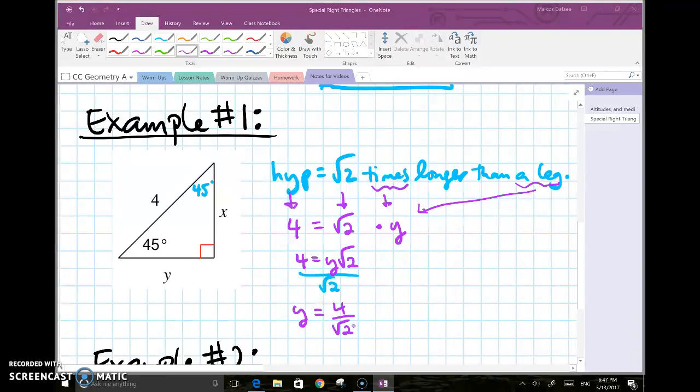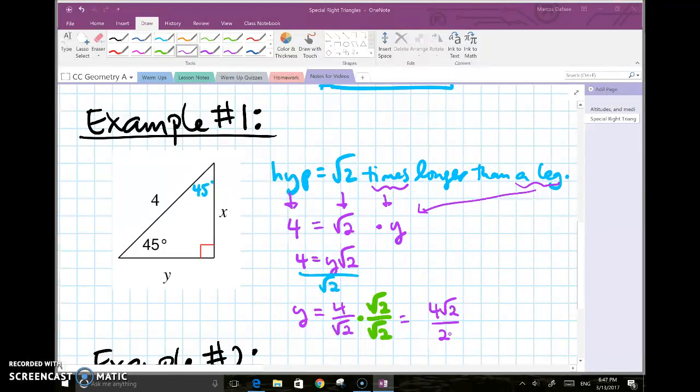Now, if you remember from algebra, we need to rationalize the denominator anytime we have a radical stuck in that denominator. And to do that is as simple as multiplying with a fraction that really is equivalent to 1, but we have to multiply by radical 2 and radical 2. So what I get is 4 radical 2 over 2.